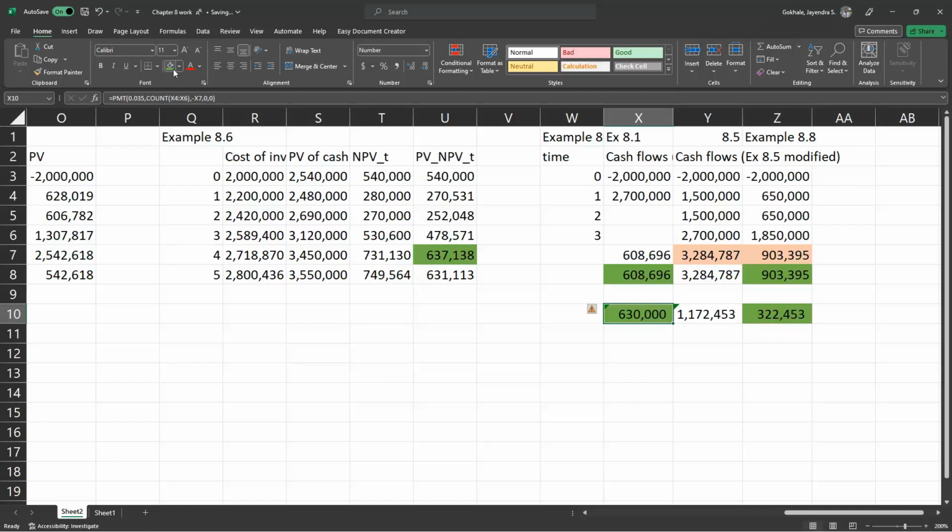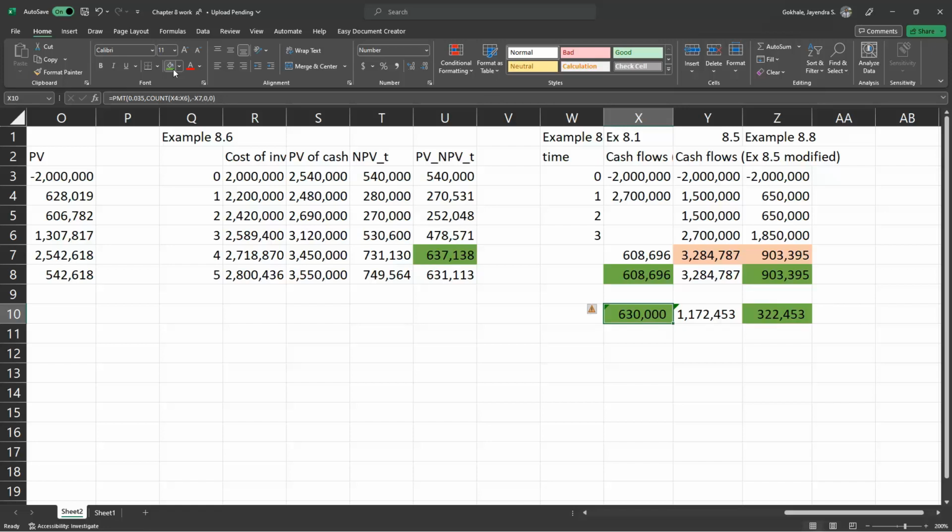In other words, what the equivalent annual annuity method is telling us is that the equivalent cash that we would get per year from this particular cash flow stream is only $322,453 per year, whereas this is $630,000 per year. So which is better? Well, if we are looking at the annual equivalent consideration, then cash flows from project A in example 8.1 are far superior. And that's the beauty of the equivalent annual annuity method.